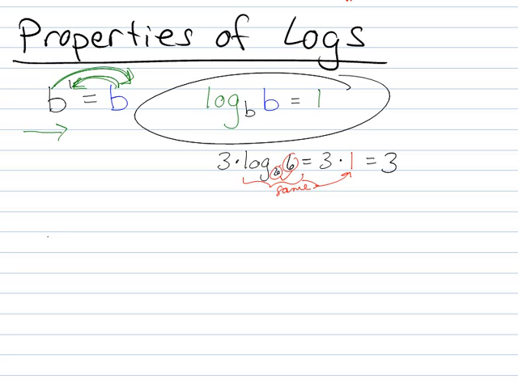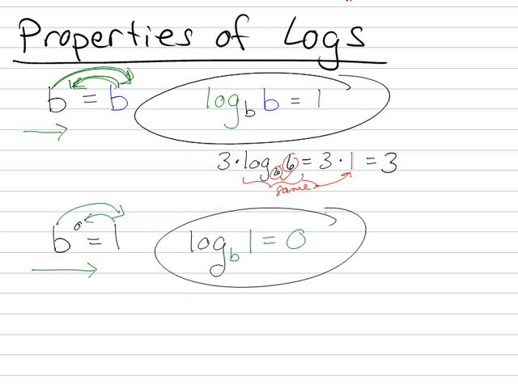Alright, try another one. What is b to the 0? Hopefully you got this. Anything to the 0 is not 0. It's 1. So now working from left to right, the first number I see is b. Log base b of 1 is 0. This is also a log rule: log base b of 1 is 0.